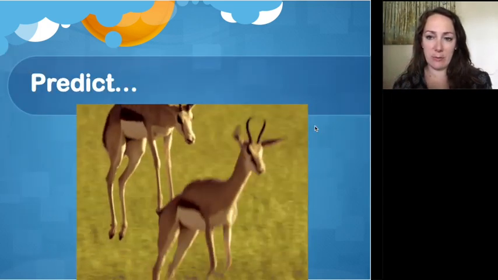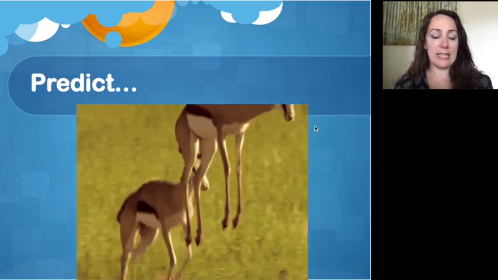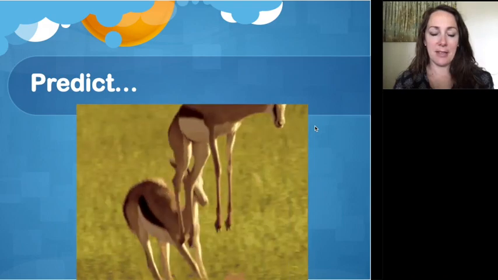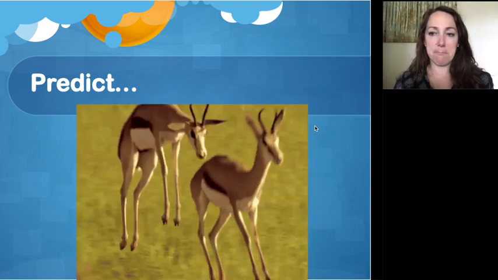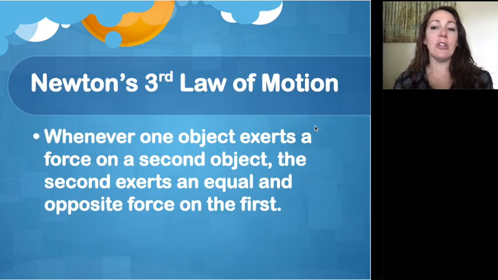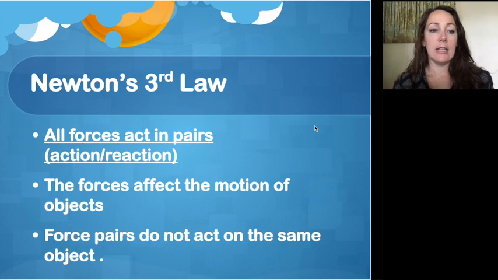All right, so here's another prediction I want you to make after looking at these springy gazelles. I think they're gazelles. What do you think is causing them to bounce through the air like that? So Newton's third law of motion explains that, and it says whenever one object exerts a force on a second object, the second exerts an equal and opposite force on the first. So all forces act in pairs. There's always an action force and a reaction force. The forces affect the motion of the object, and they don't act on the same object.